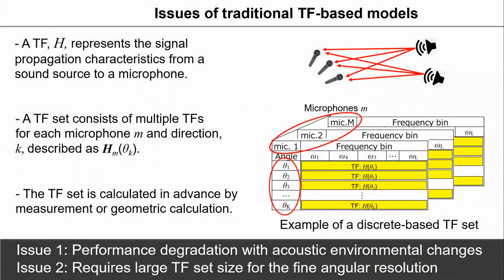To perform localization and separation based on array signal processing, a TF set consisting of multiple TFs is required for each sound source direction and microphone. Generally, a TF set is calculated geometrically or pre-measured and fixed, so environmental changes cause significant performance degradation. In addition, many TFs are required to improve the angular resolution, resulting in a large TF set size, which is a fatal problem for robots.